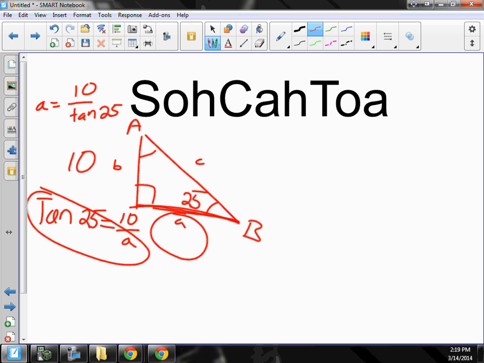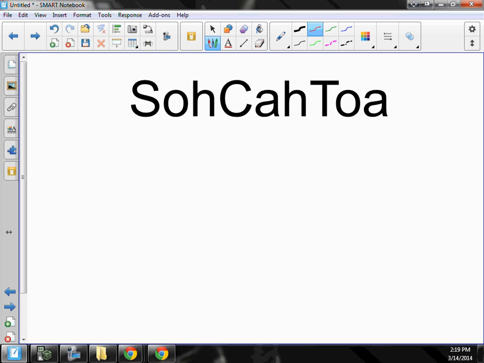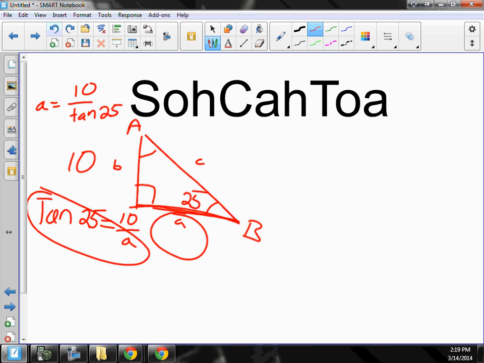Right. So what if I had a different triangle? How would I find the third side? Pythagorean theorem, or you could do sine or cosine. How would I find the other angle? Just 90 minus 25 is 65. Okay? So if you know at least one side and one other piece of information, you can solve the whole thing.